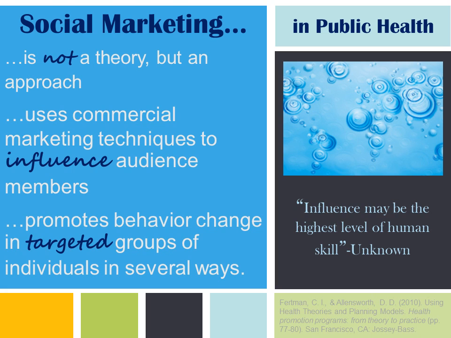And before we move on, since we're always talking about influence in public health, I found a pertinent quote which also goes along nicely with the image above it. The quote reads, "Influence may be the highest level of human skill." So that's something to think about as you look at the image above the quote, which is a world map made of ripples. How can you relate that to influence and social marketing?